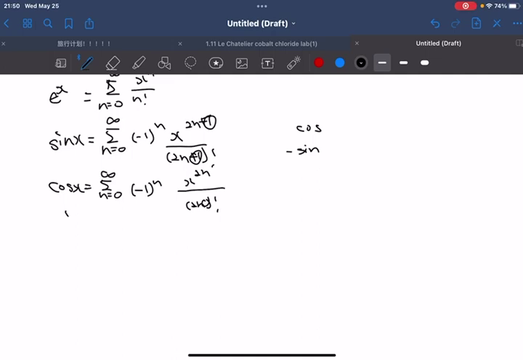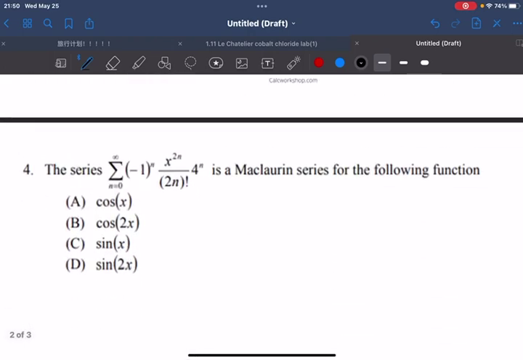And basically 1 over 1 minus x would be the sum from n equals 0 to infinity of x^n, which is the simplest Maclaurin series that we need to recite. Then let's go back to these questions.